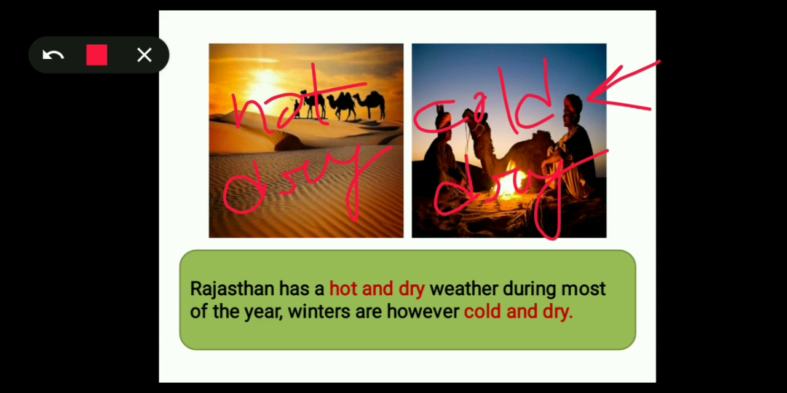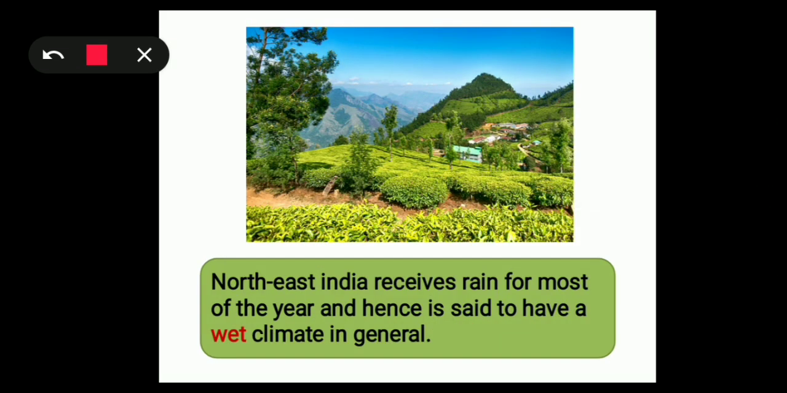So let's understand the northeast part of India. Northeast part of India has a very wet climate because most of the year it is raining over here. So we can say that usually the northeast part of India has a wet type of climate. Okay, understand? So that's all about climate of these particular states.